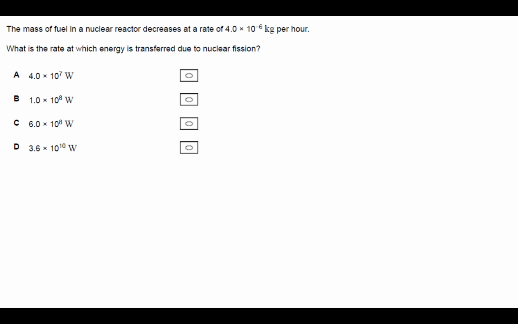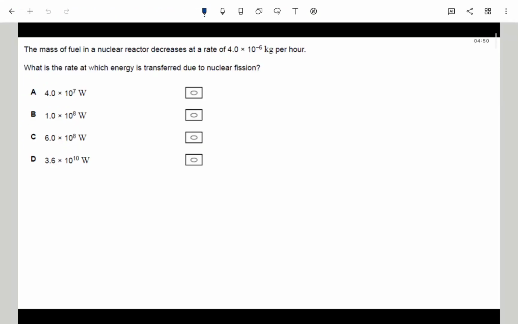If you want, you can have a go at this one, and I'll take you through it. If you've struggled with this one, a lot of people do. I always get asked by students about questions like this all the time, but they're relatively quite straightforward. So what rate at which energy is transferred, so that's obviously power.